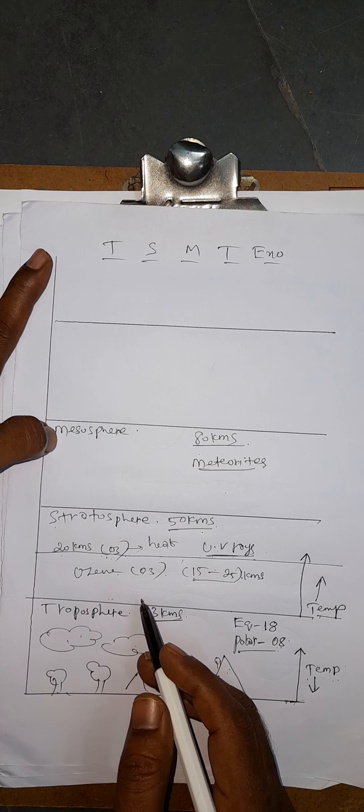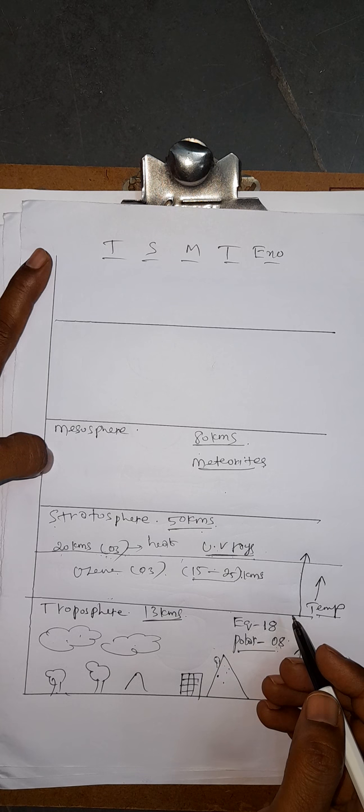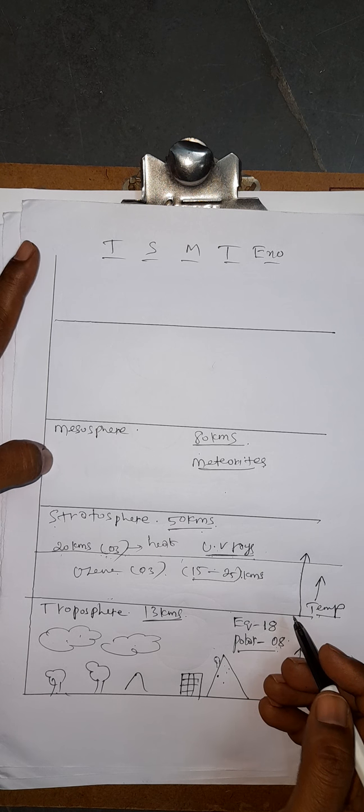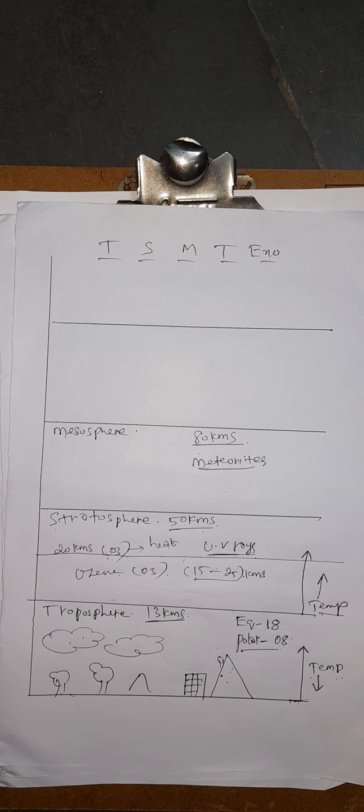In this layer, there is not as much activity as we see in the first and second layers. So here we need to understand what meteorites are. I'm just telling you the definition. If possible, make a rewind and try to note down the definition.